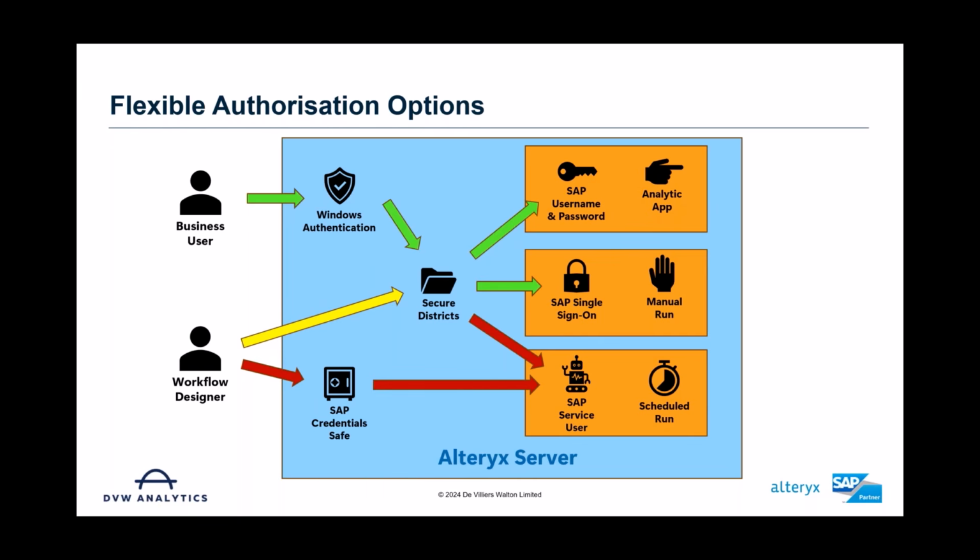Alternatively, if we look at the business user side, the green arrows here, you can see that there are different levels of authorization. Business users, when they log into the Alteryx server, have Windows authentication against them. So that will mean that they can only see the secure folders that they should be seeing. If they're finance, only finance, HR, only HR, etc.